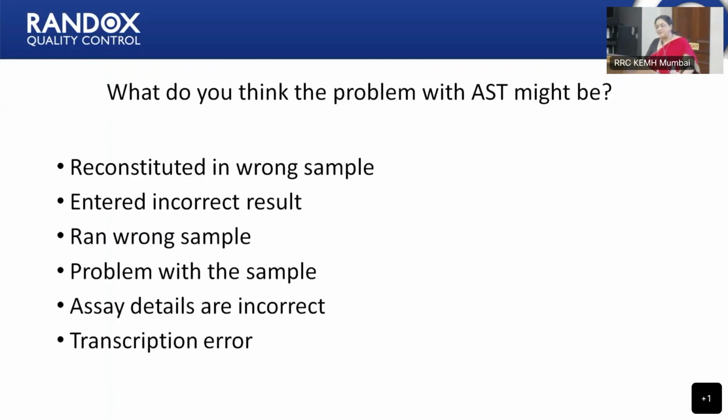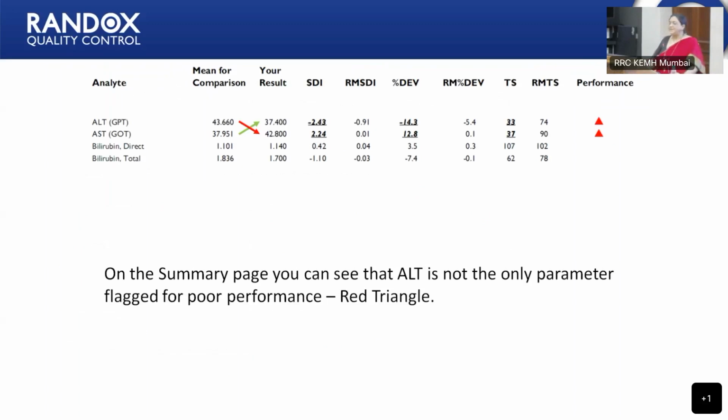And what could the problem be? Is the wrong sample reconstituted? Is an incorrect value entered? Is the wrong sample run? Is there any problem with the sample, or are the assay details incorrect, or is there a transcription error? You can see that the ALT and AST values they have submitted are changed.